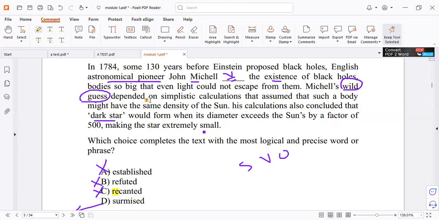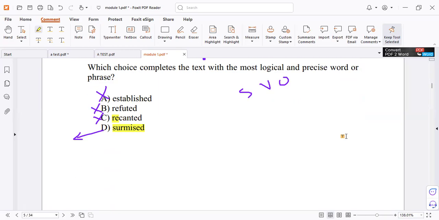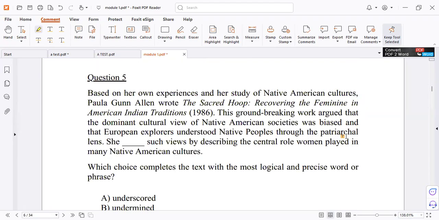Yeah. So his guess depended on simplistic. What does simplistic mean? Something very small, not accurate. That assumed all of these, supported, surmised. So the problem here: established is a common word meaning to prove it, but simplistic and guess, assumed. So he was assuming. Feel it? Yeah. That's number 5.